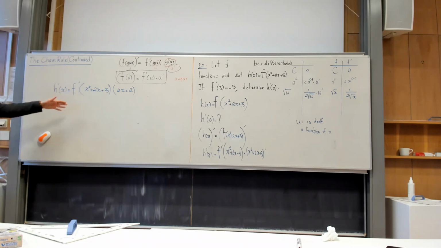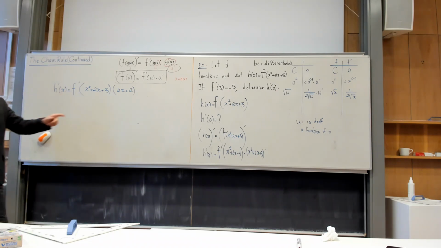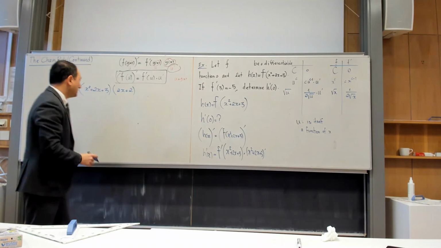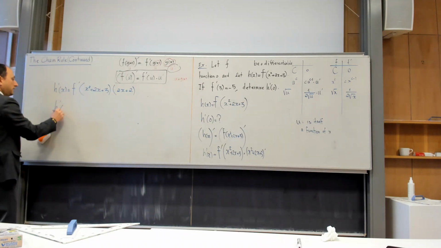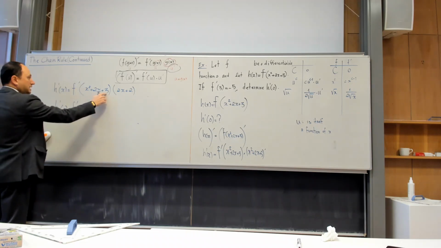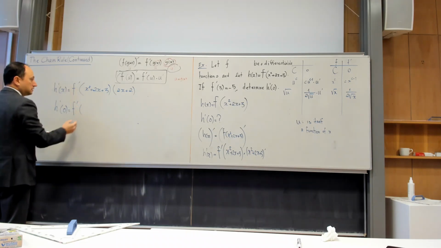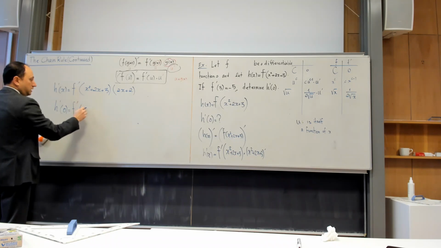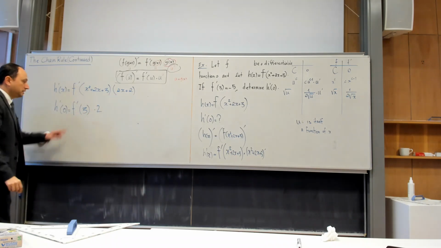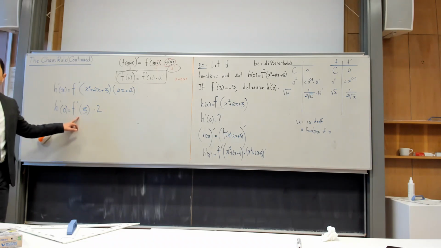But in this problem, I really don't need f because my goal is to calculate h prime of 0. So it means that I have to replace x with 0. So this becomes f prime. If I replace x with 0, what do I get? 3. And if I replace it here, what do I get? 2. But this is exactly what is given in the problem.